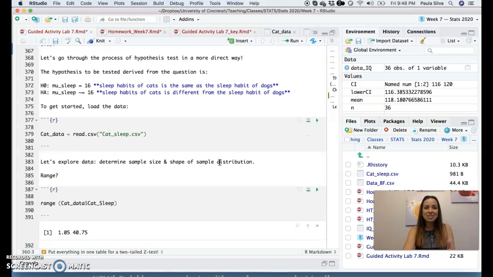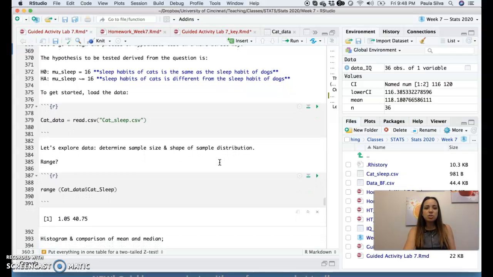So let's go through the process of hypothesis testing in a more direct way this time. The hypothesis to be tested, derived from the question, is the null hypothesis: the average sleep of cats equals 16, just like the habits of dogs. That's the null hypothesis, no different than dogs. The alternative hypothesis is that cats sleep an amount that's different from the amount that dogs sleep, so an amount that's different from 16.